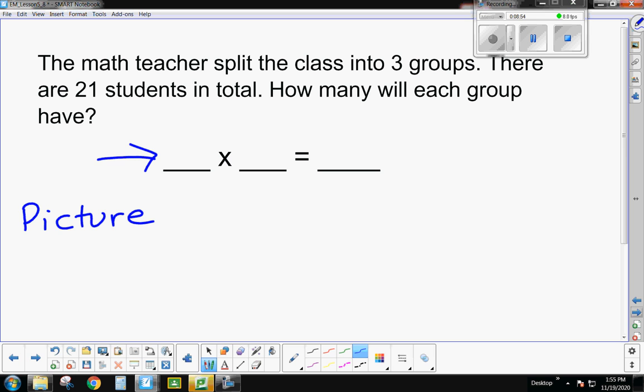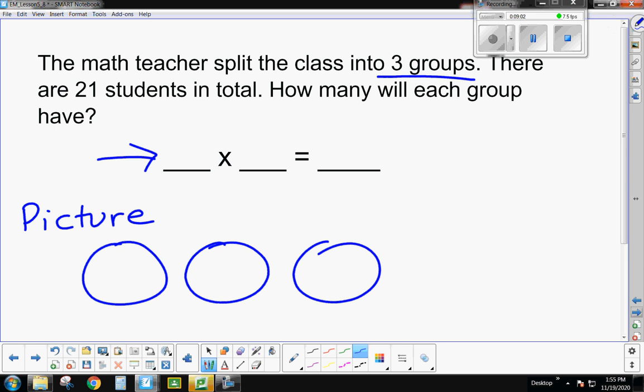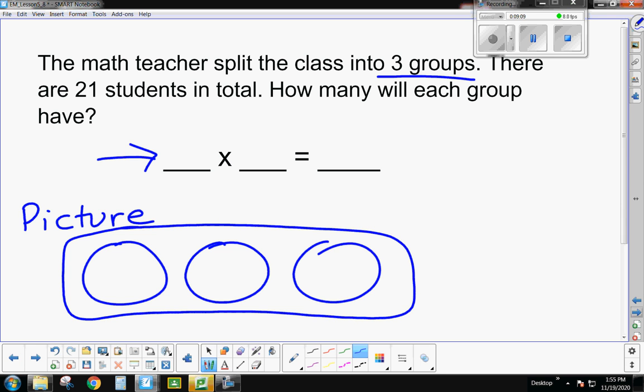All right, so when I draw a picture, because I know there are 3 groups, I'm simply going to draw my 3 groups. Now it says there are 21 students in total, so I know all together that's going to be 21. How many will be in each group? That's my question mark.